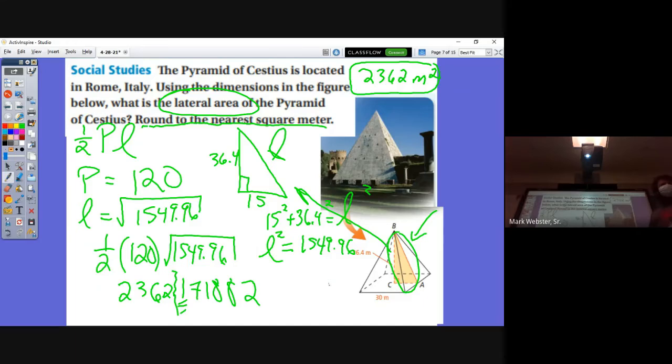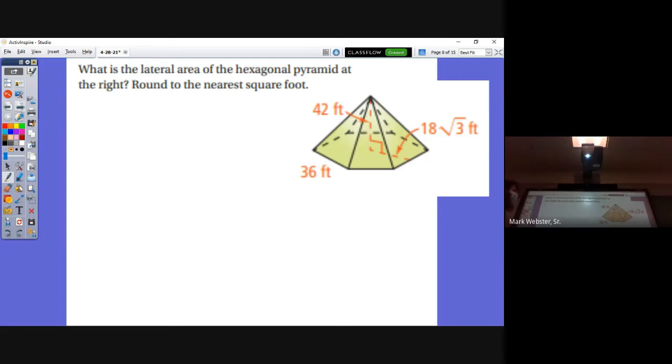So for me, it's like, okay, well, let's find the perimeter of the base. Let's find the slant height. Multiply those together, divide by 2, and then there you go. Right? Now it's your turn. Do it with a hexagon.